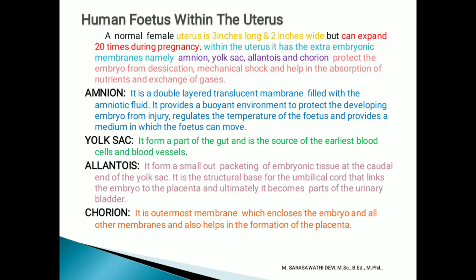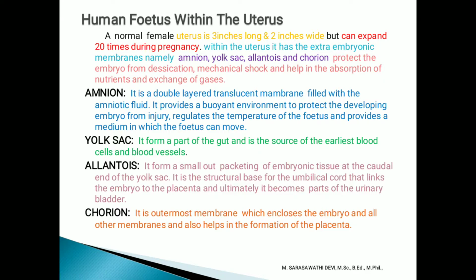Amnion, the amniotic membrane. It is a double-layer translucent membrane filled with amniotic fluid. It provides buoyancy to protect the developing embryo from injury, regulates the temperature of the fetus and provides a medium in which the fetus can move. Yolk sac. It forms a part of the gut and is the source of the earliest blood cells and blood vessels.